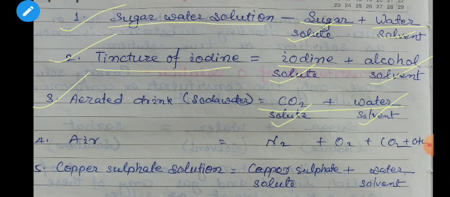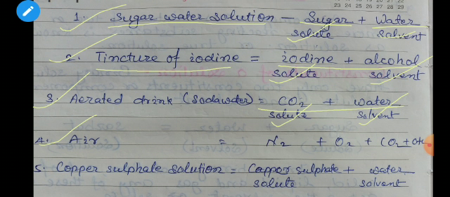Next is air. Air is also a solution in which different components are there. These are nitrogen, that is 78%, oxygen is also there, 21%, carbon dioxide, that is 0.03%, and other gases also. So this is also an example of a solution.